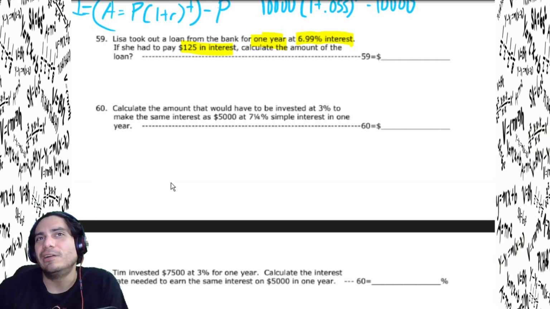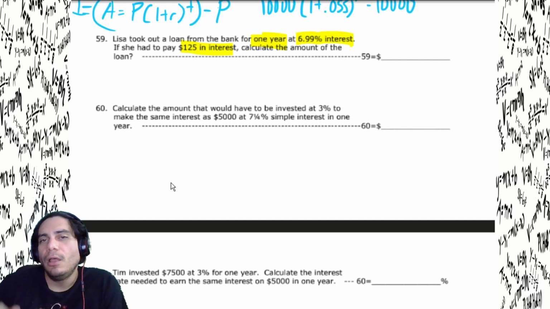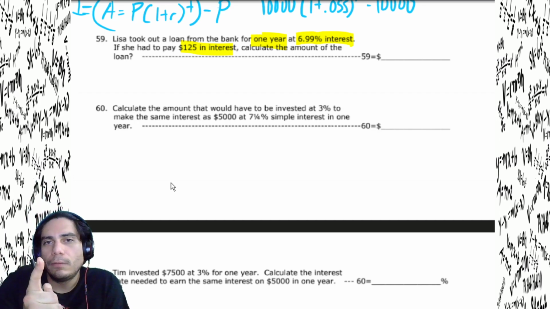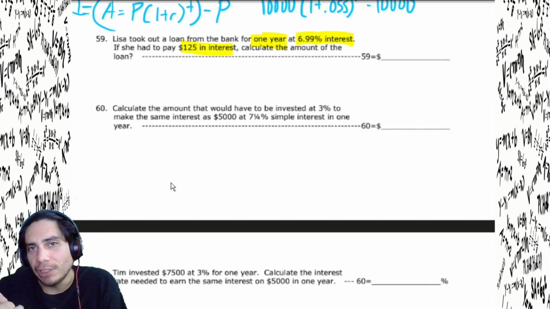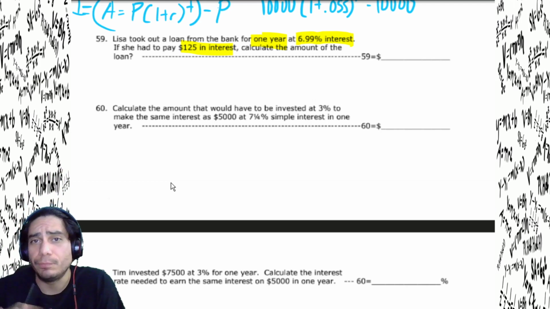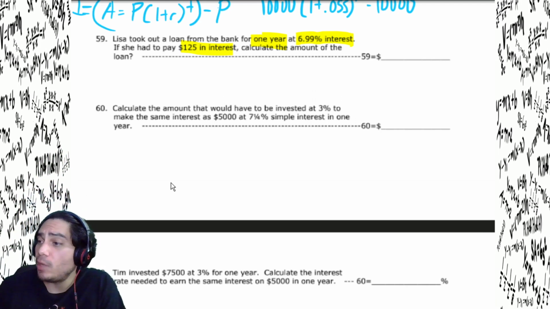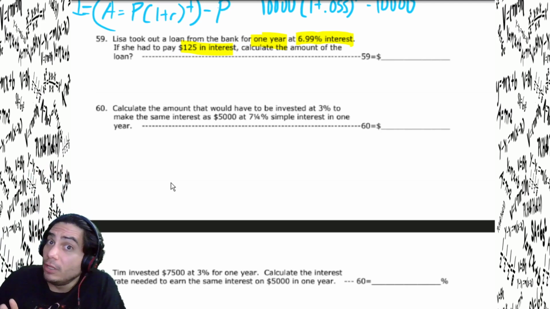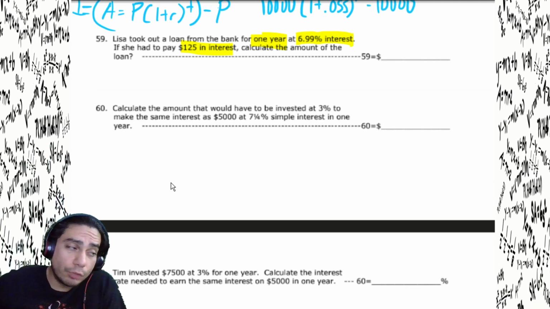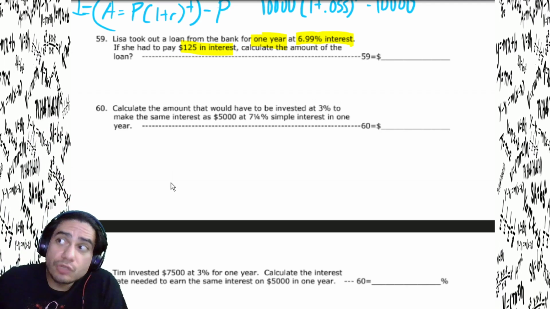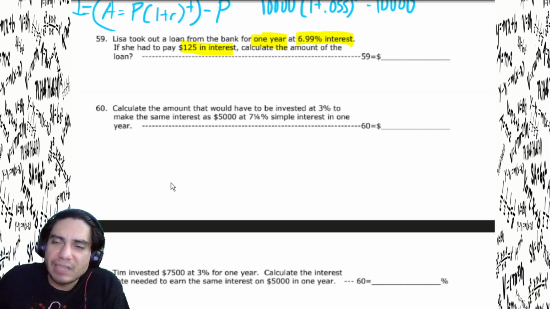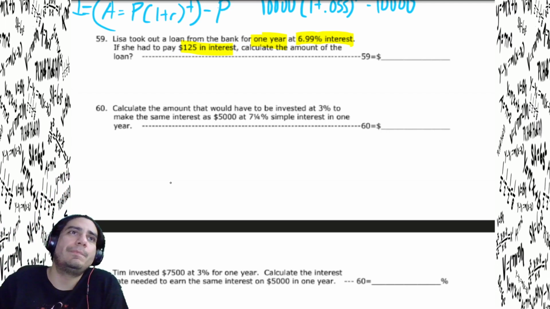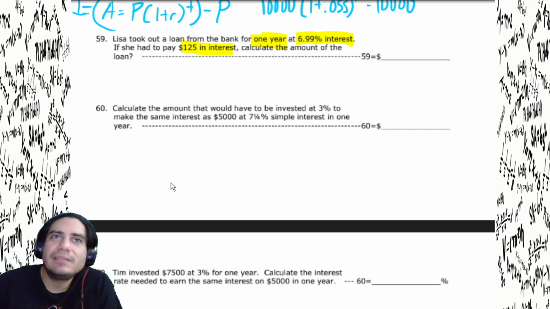Since it's only 1 year, I hope you realize this: if it's only 1 year and it's compounded annually, it actually gives you the same amount as simple interest. If you're compounding semi-annually or quarterly, then it's going to be different. But if it's compounded annually, you're raising it to the first power, which is the same as simple interest. They didn't tell us it's simple interest, but that's what it's going to be.